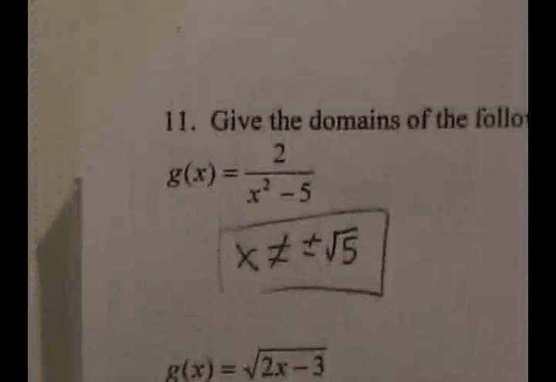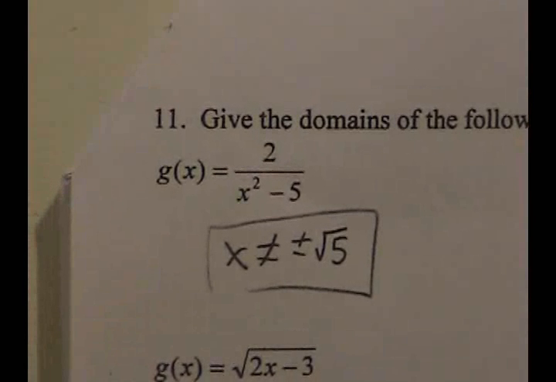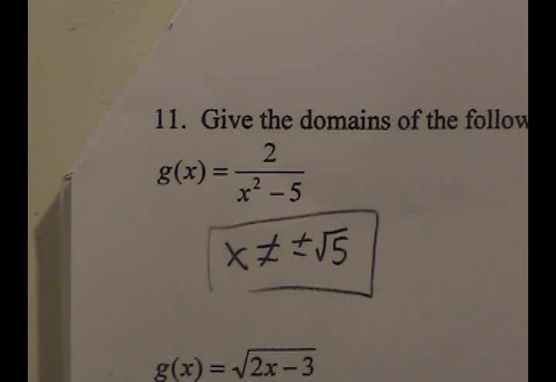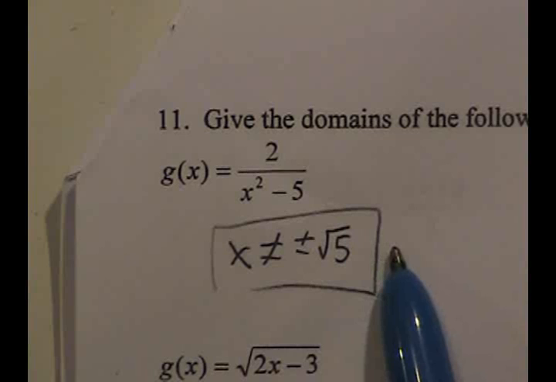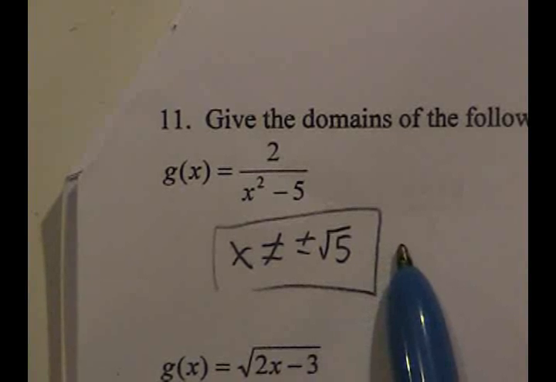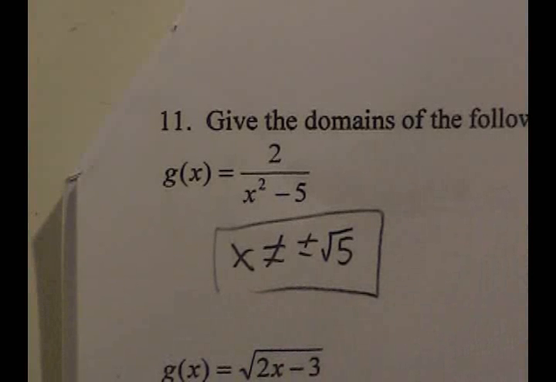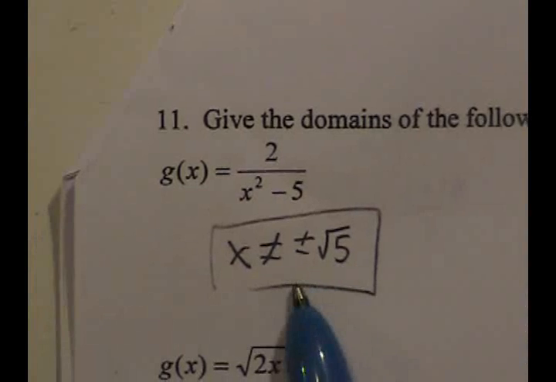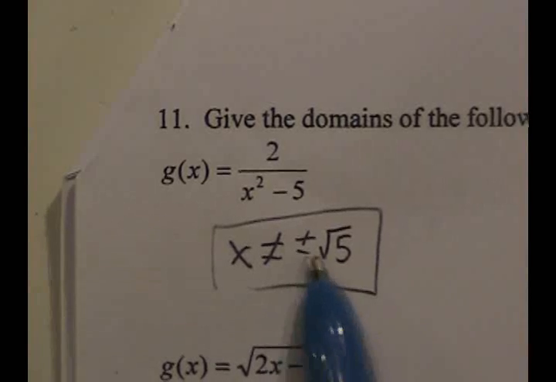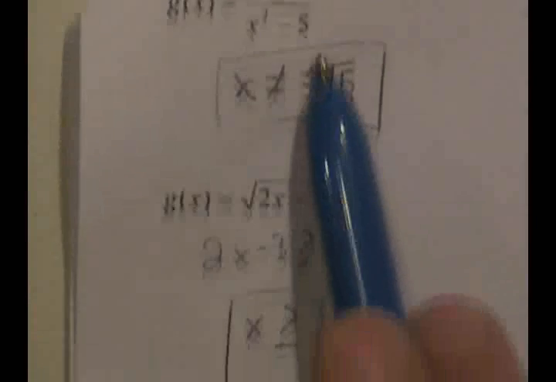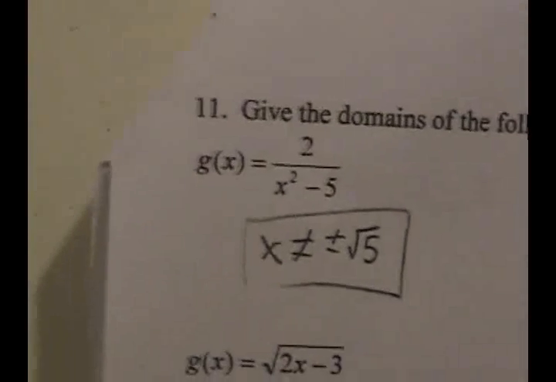Alright, for the domain ones, they kind of come in two types: ones with fraction bars and others with radicals. Now, for the fraction ones, you're going to want to say pretty much all real numbers minus maybe 1 or 2 or 3 numbers that are not allowed to be plugged in. So in the case where it's a division one, we're going to be talking about what we rule out. And in the case of the radical ones, we're going to be talking about the numbers that we want. So you keep that in mind for these.